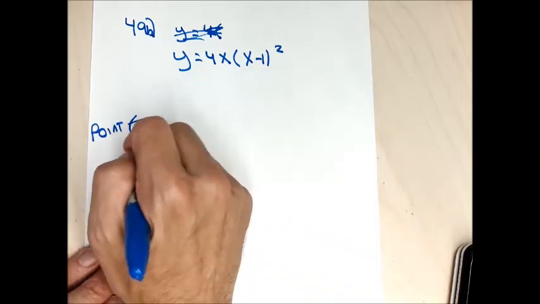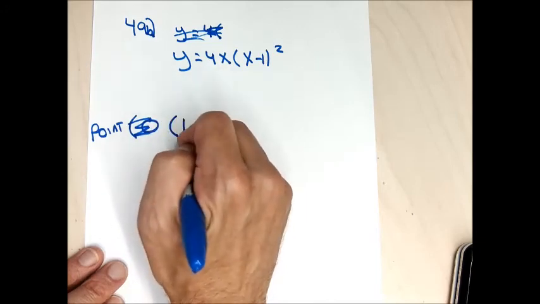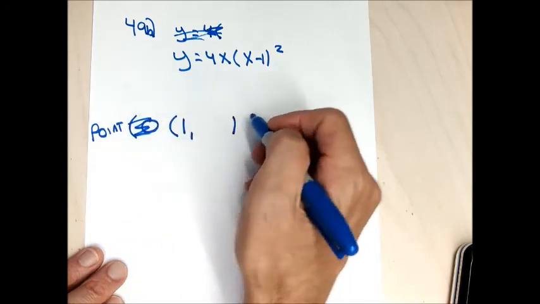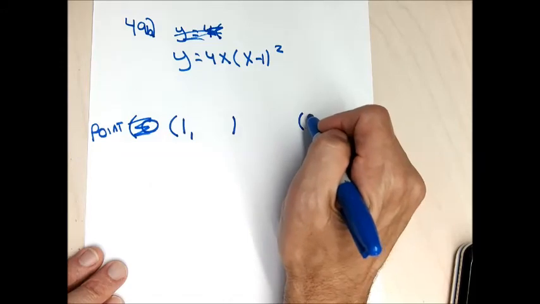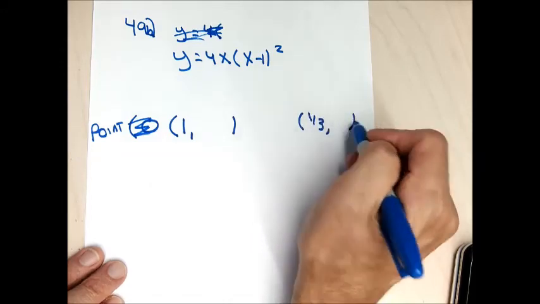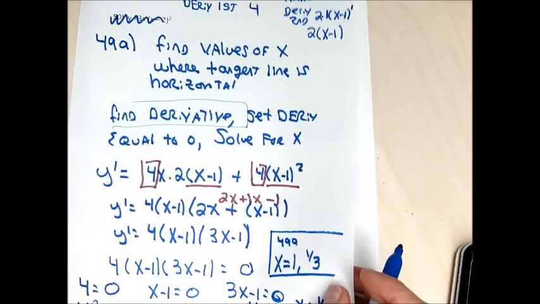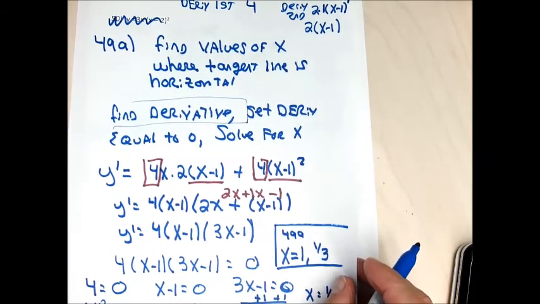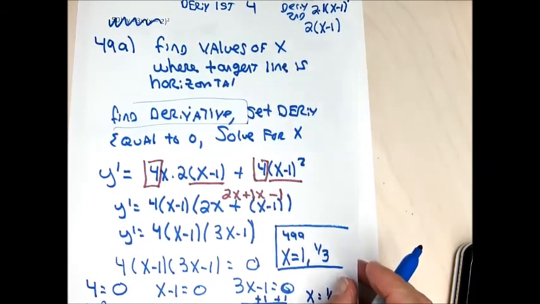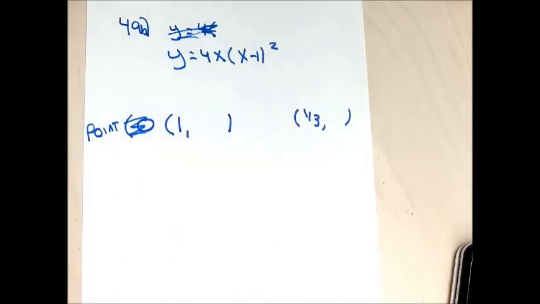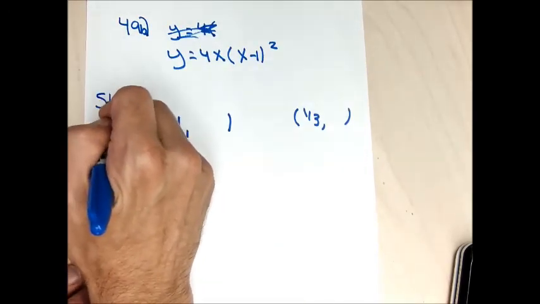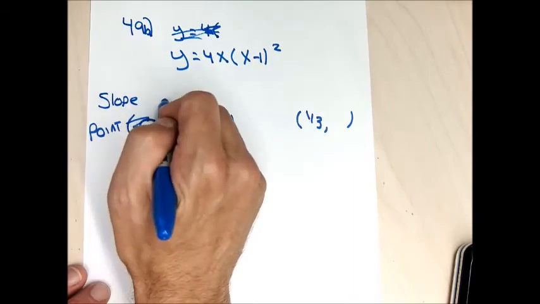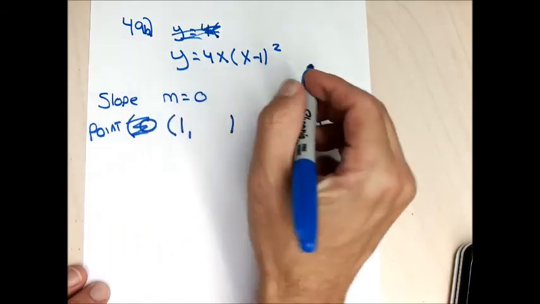Wow, I'm fading on you, I'm sorry. One where the x coordinate is 1, and another one where the x coordinate is 1/3, using the two answers that I got from part A. Those are the two values of x where the tangent line is horizontal. I'm going to get two different answers. The slope, because I'm doing horizontal lines, for each of these is going to be 0.